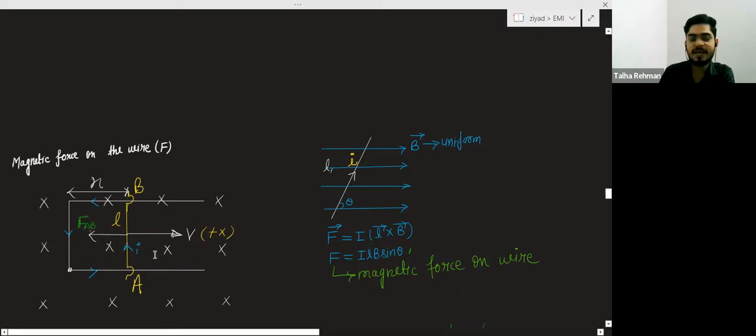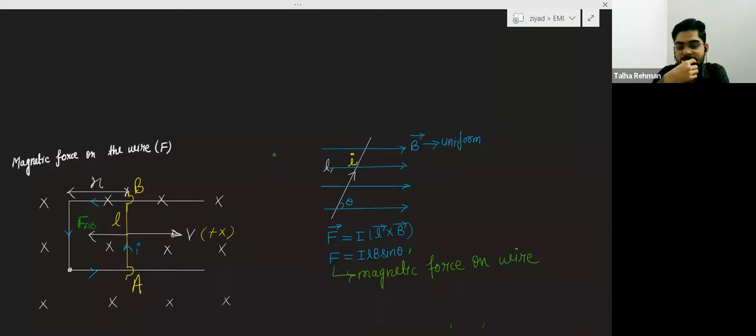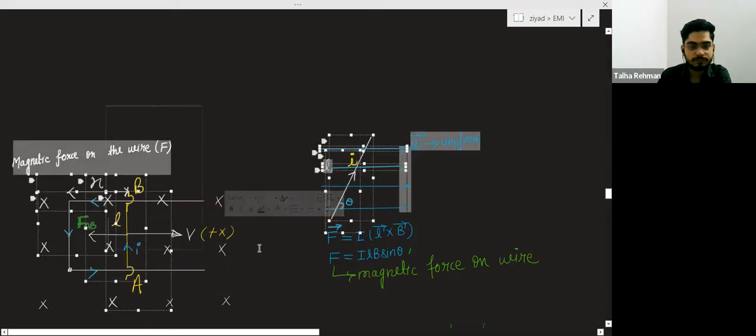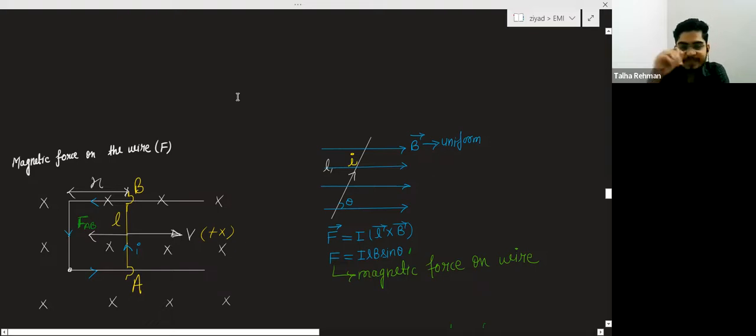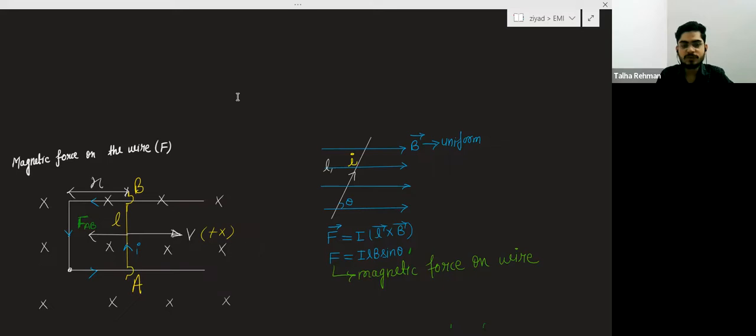So the force on the wire AB carrying an induced current I in the magnetic field B is along the negative x direction. And this wire is moving with constant velocity. According to Newton's first law, if a body is at rest, or if a body is moving with constant velocity, the body will continue to move with constant velocity or will remain at rest until and unless there is an external force on it.